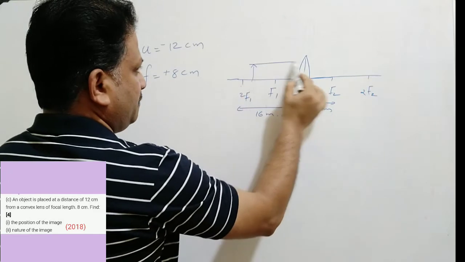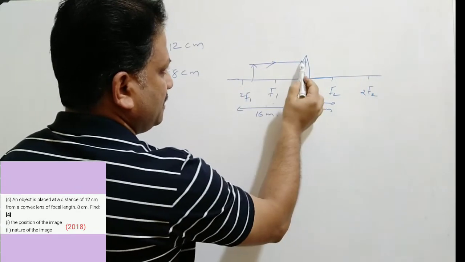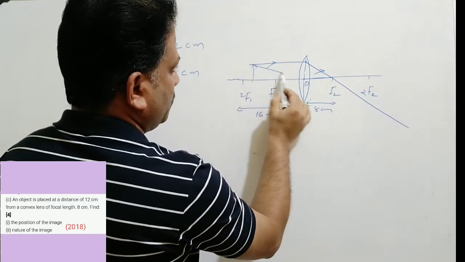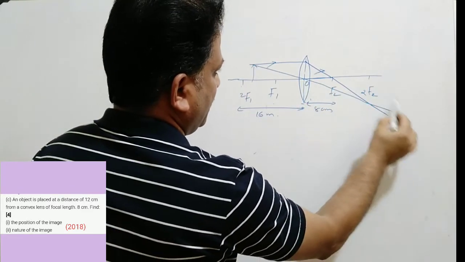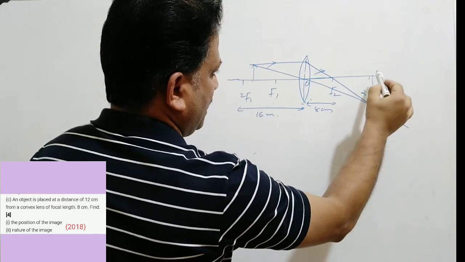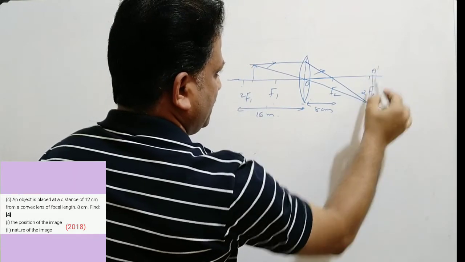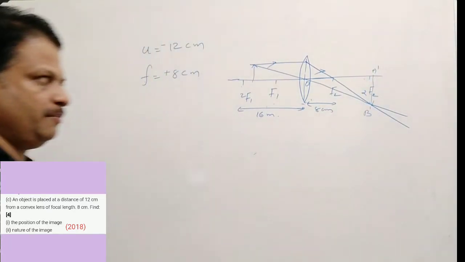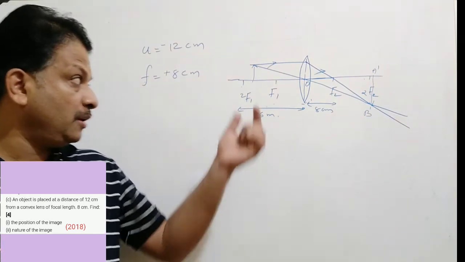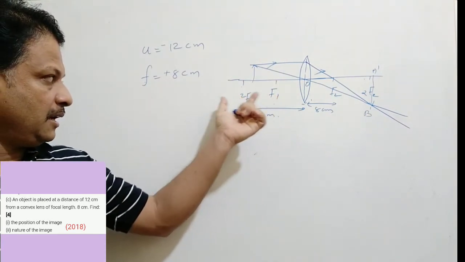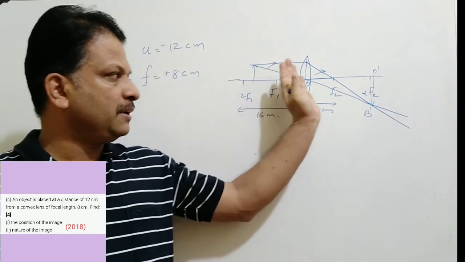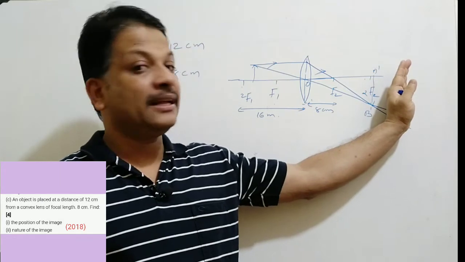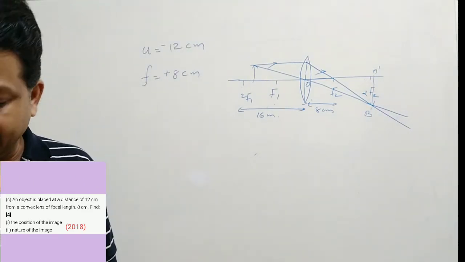So let us complete the ray diagram. A ray of light traveling parallel to the principal axis, after refraction, travels through the principal focus. And a ray of light traveling through the optical center passes undeviated. A real inverted image A dash B dash is formed beyond 2f2. And also, you know, when the object is lying between f1 and 2f1, the image formed is real, inverted and magnified, beyond 2f2 on the other side of the lens. You have studied the case.